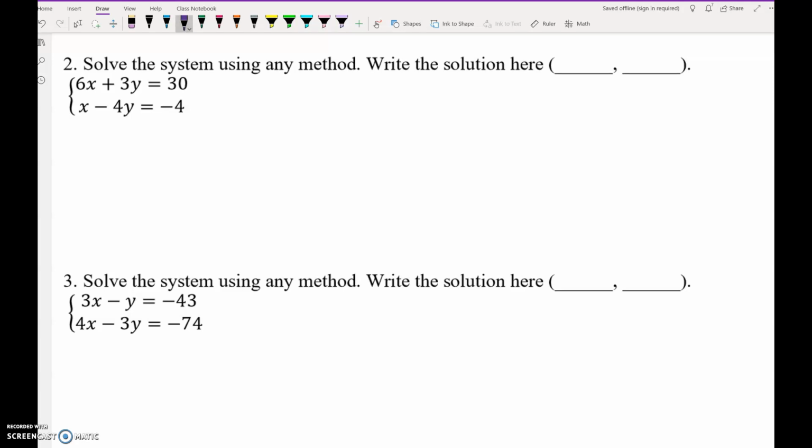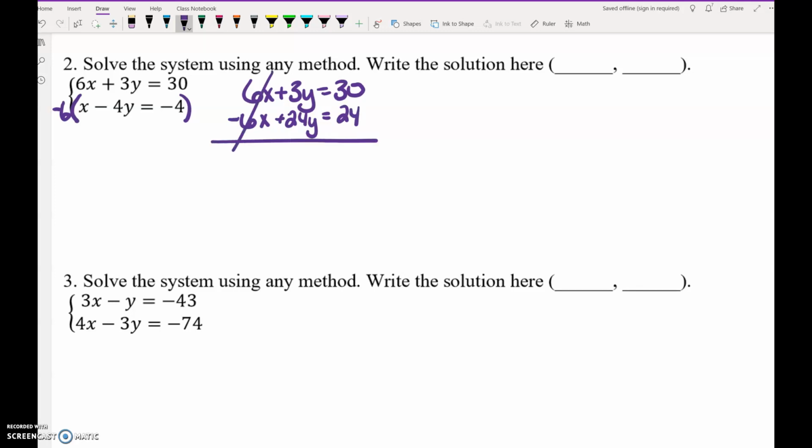Elimination. So if we're doing elimination, we could multiply to try to get positive 12y and negative 12y, but we'd have to multiply both of them. Or we could only multiply the bottom by negative 6. So we have 6x plus 3y equals 30. That's the original first equation. If I multiply the bottom by negative 6, we have negative 6x plus 24y equals positive 24.